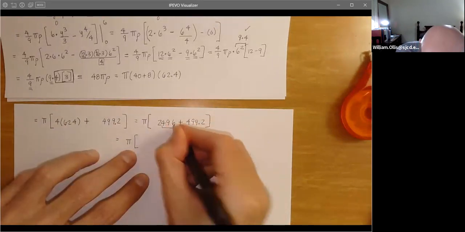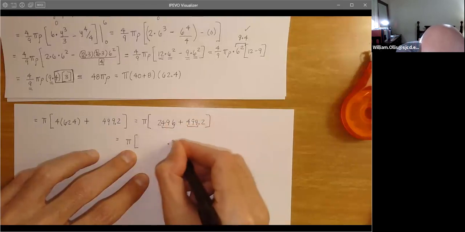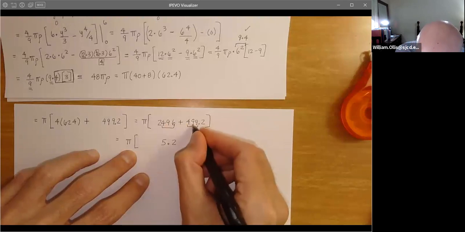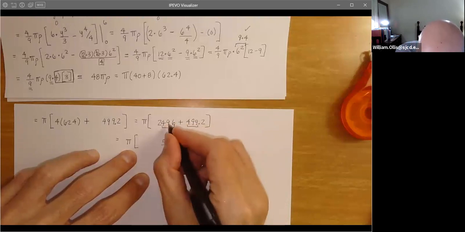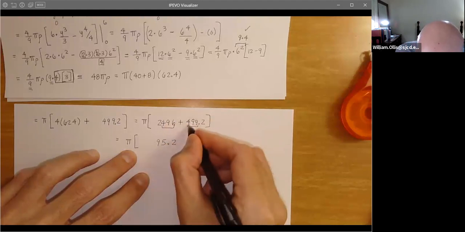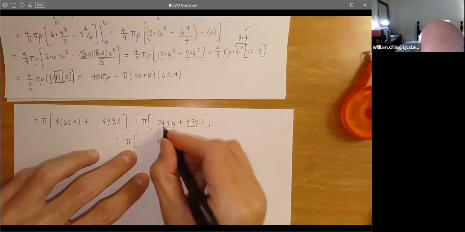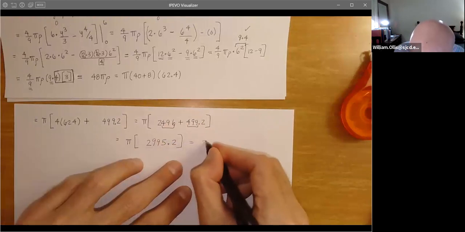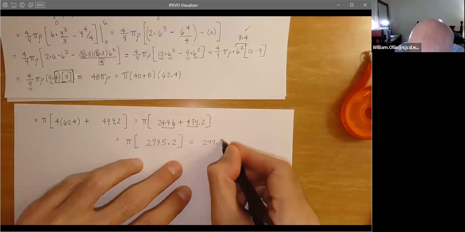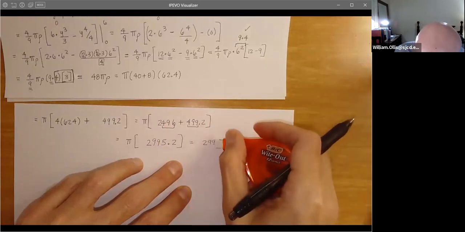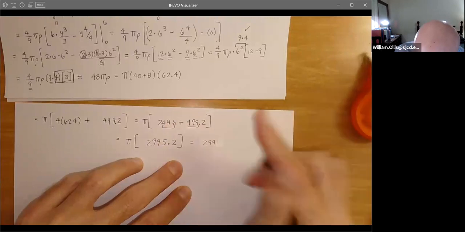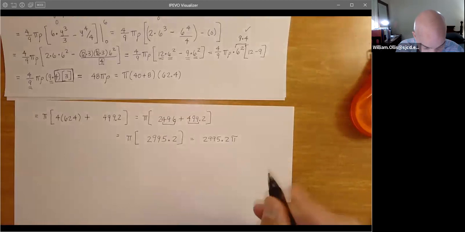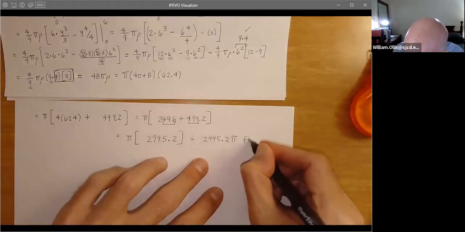And now we can just add these. We've got the 0.2. So we have the 6 plus the 9, that's the 5. With a 1, that's going to be a 10 plus a 9, which is 19. And then a 1, that'll give us a 5 plus a 4, which is a 9, and a 2. So this will give us 2995.2 times pi. And in this case, we have foot-pounds.